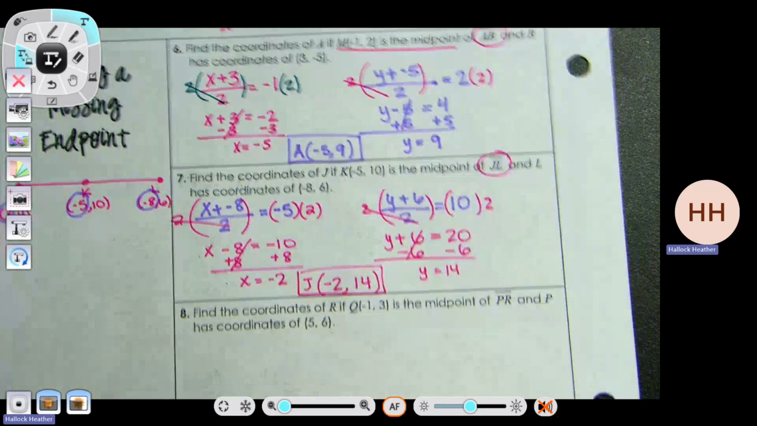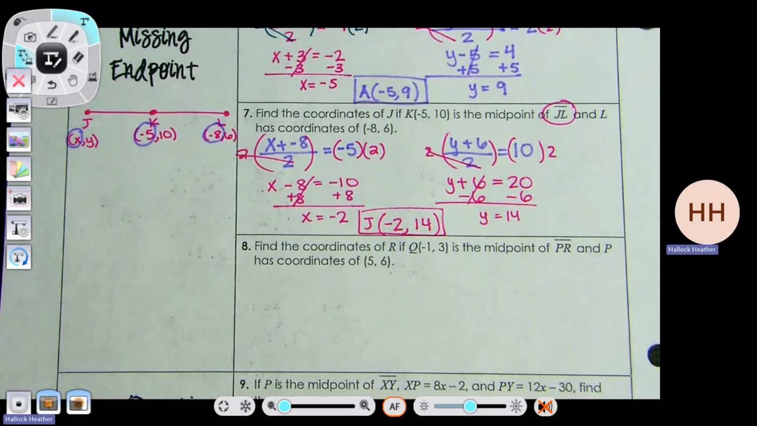So try 8 completely on your own. Check with the people next to you. You have to draw a picture before you can do it. When in doubt, draw it out, right? Yeah, draw it out. Draw a line.